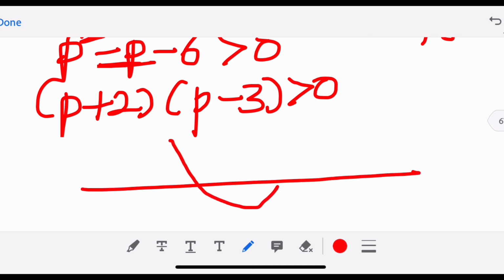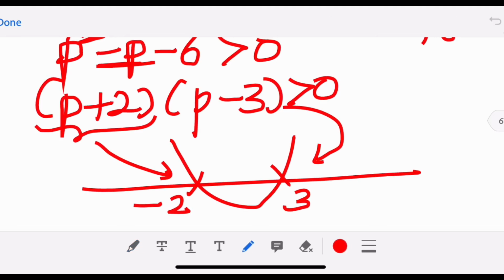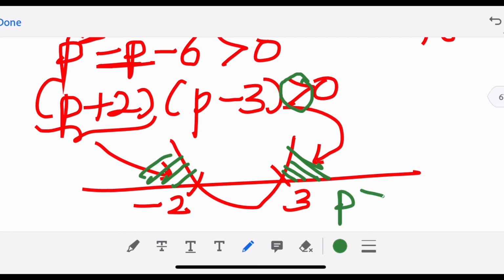Now we're going to shade the U shape. Negative goes to the left. Let the factor be 0: P is negative 2. Let the factor be 0: P is 3. Positive goes to the right, bigger number goes to the right. So it's more than 0, that is why we shade here, because of this sign, more than 0. So that means P is more than 3, and another P is less than negative 2.